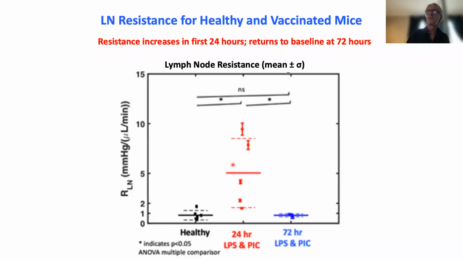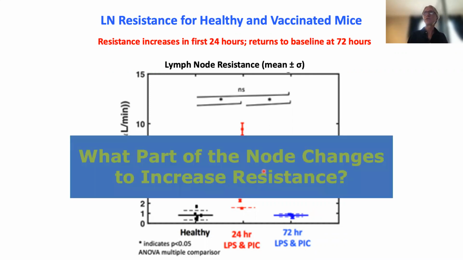We think this change in flow resistance is related to the rapid swelling of the lymph node, but clearly there's a lot more going on here than meets the eye, and we look forward to learning more about it. So then we wanted to know, what part of the node changes to increase the resistance? Does it have to do with that core in the middle of the node? Does it have to do with one of the pathways around the outside?